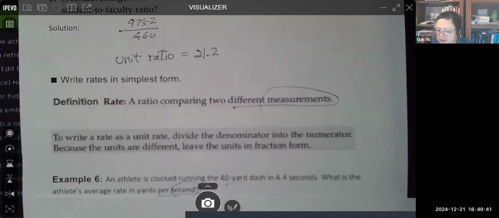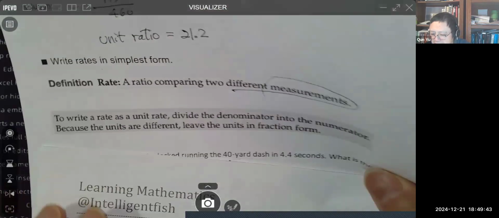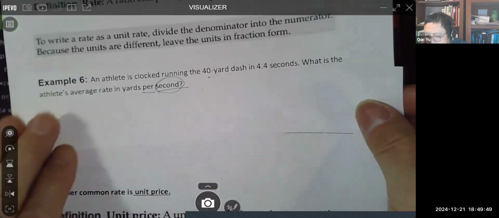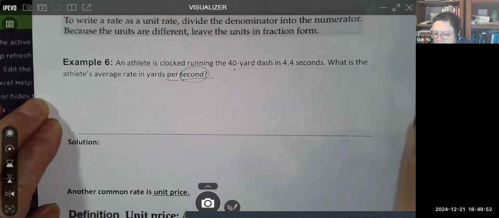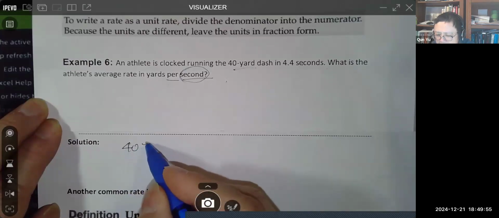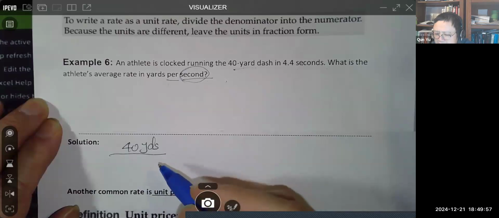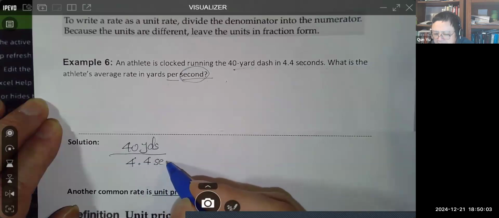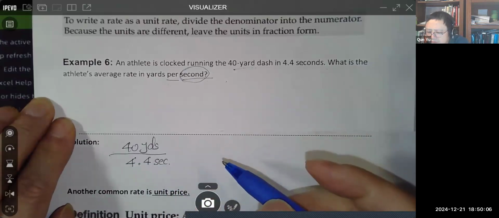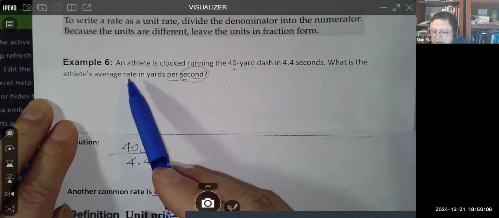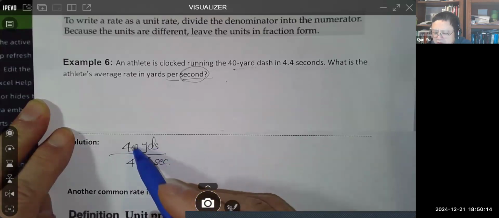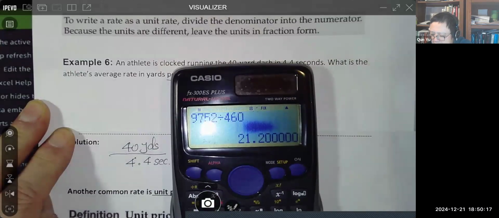Now let's look at the next page. Let's look at the solutions, how to do the calculation part. Basically we put the yards on the top. This time you cannot cancel the unit because they measure different things. 40 yards in 4.4 seconds. Now we want to have the unit rate. So we simply do the division, 40 divided by 4.4.